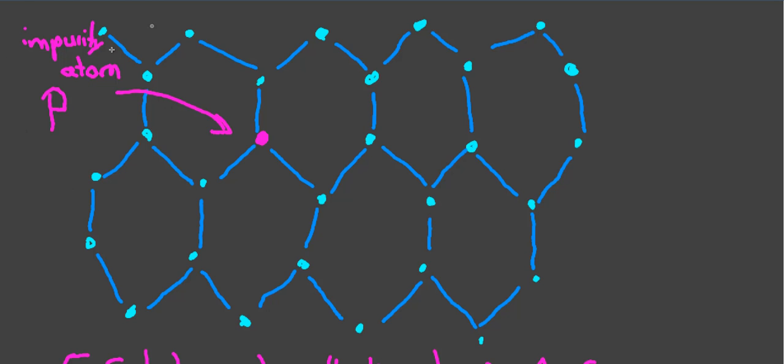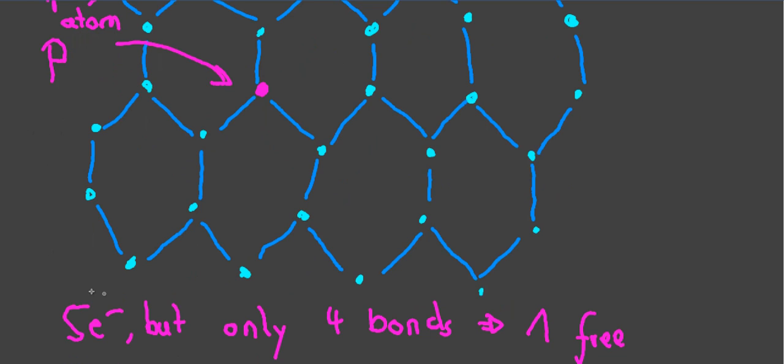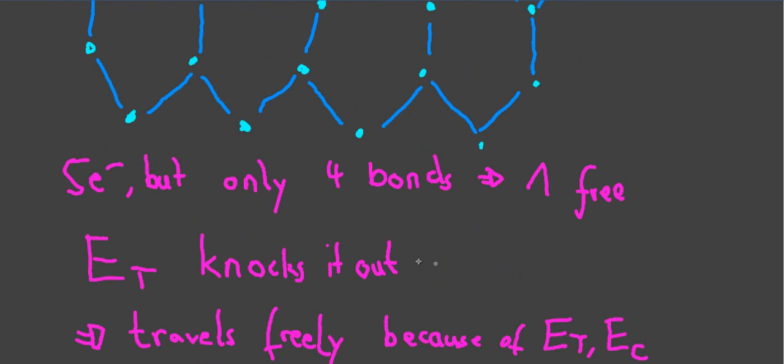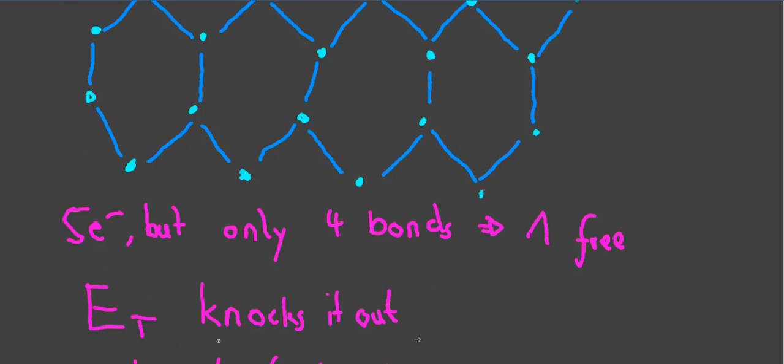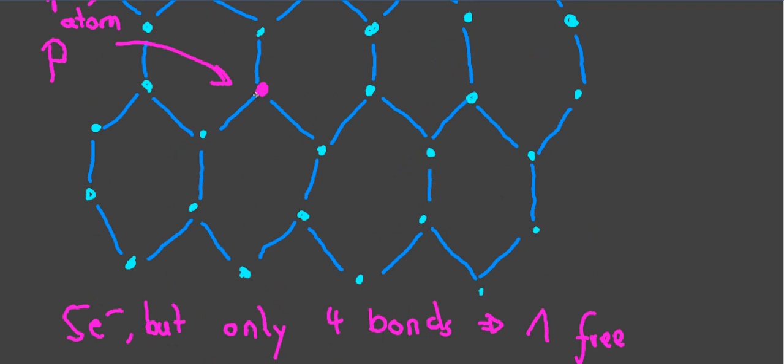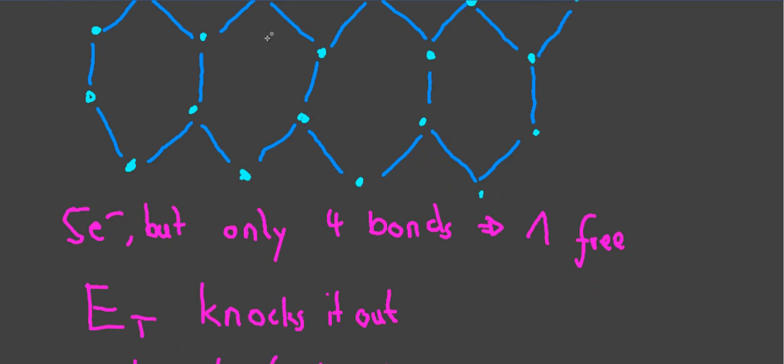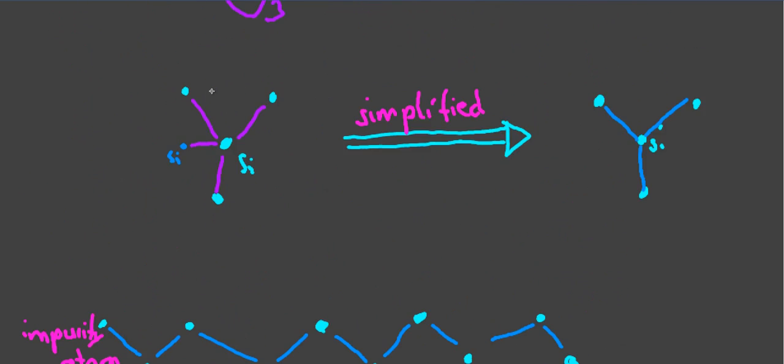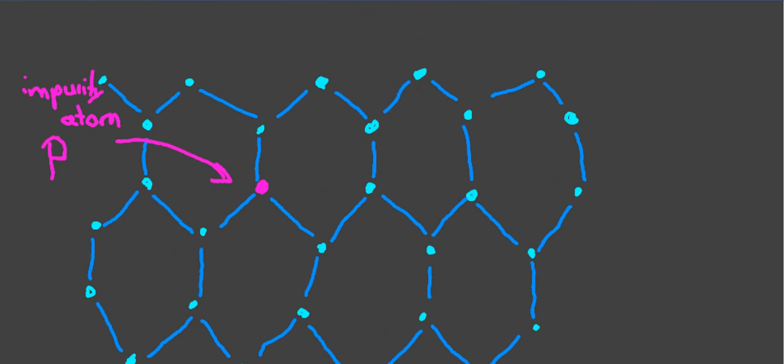So we have an impurity atom here, which is, for example, phosphorus, and it has 5 electrons, but it only needs 4 bonds. So one electron is actually going to be free. The thermal energy can knock that free electron out of this phosphorus atom and onto another silicon atom. When it gets there, it can actually travel freely because of the thermal and Coulomb energy.